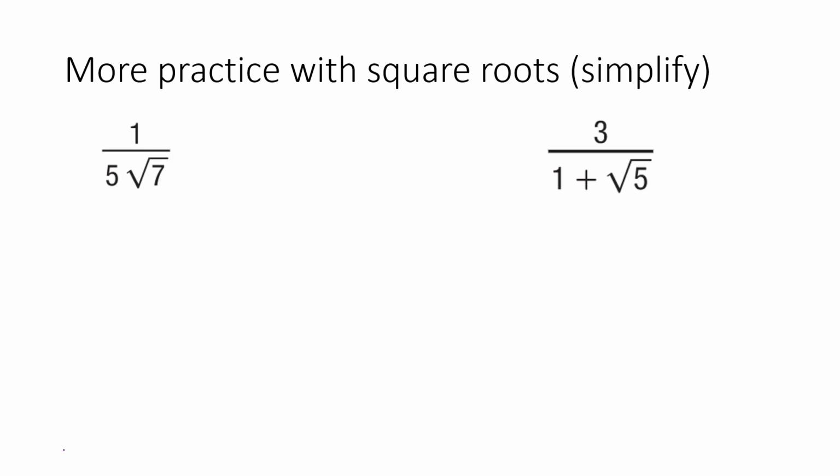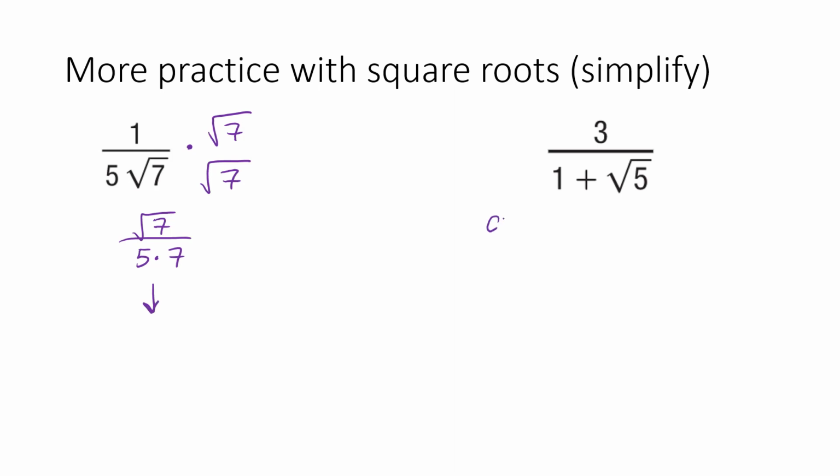When we have a radical in the denominator, we have to rationalize the denominator. So for this one, all you need to multiply by is the square root of 7. And why is that? Well, that gets rid of the square root of 7. Then square root of 7 times the square root of 7 is 7. So we would be left with the square root of 7 over 5 times 7. You simplify one more step.